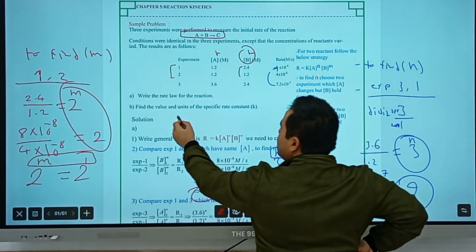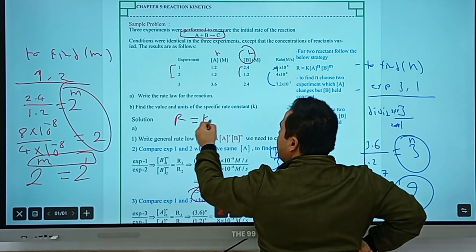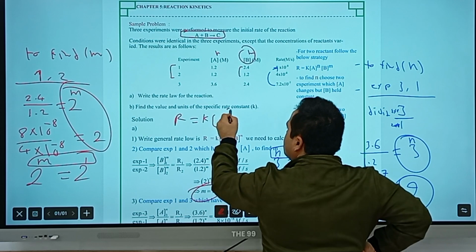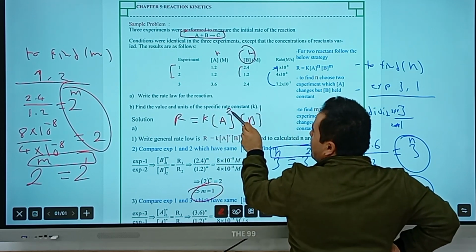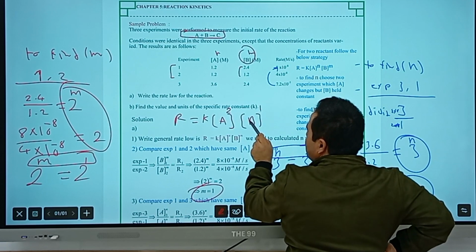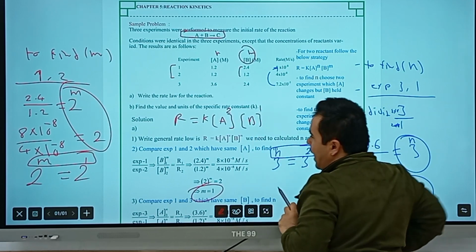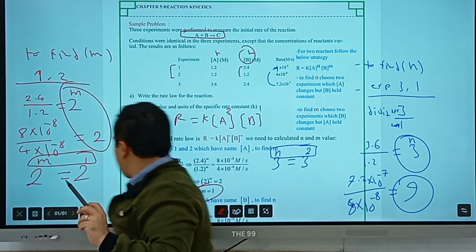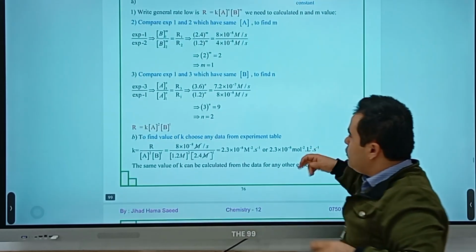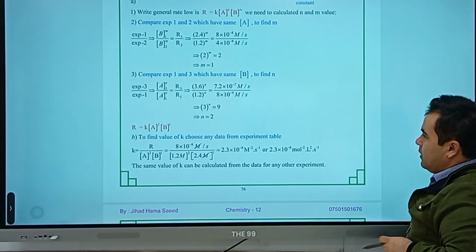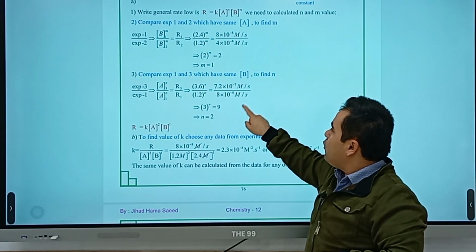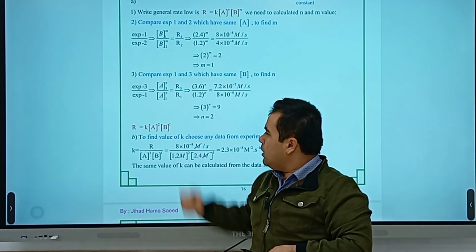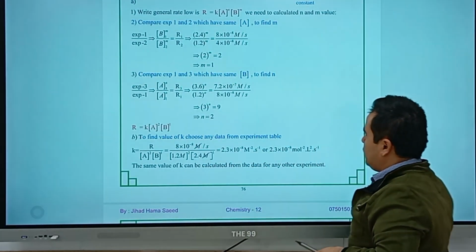And then simply write the rate law. Rate law is equal to k, A to the power of 2, B to the power of 1. Why? Because it is A to the power of n, B to the power of m. That's how we can use this experimental data to solve for the order of the reaction and to write the rate law.